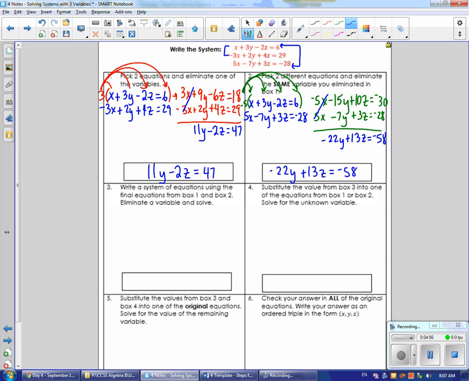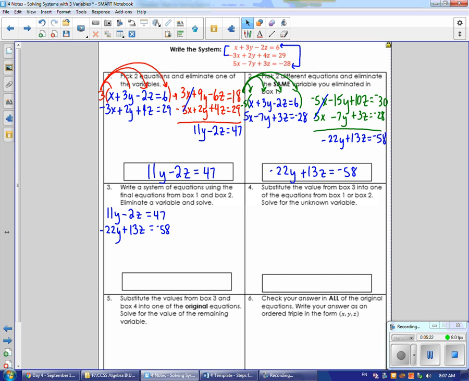Now I have two equations that involve the same variables. So this brings us back to what we did earlier in the school year, and I'm going to combine these two equations. So let's write them down. I've got 11y minus 2z is equal to 47, and I've got a negative 22y plus 13z is equal to a negative 58. And so again, I need to figure out which variable I want to eliminate.